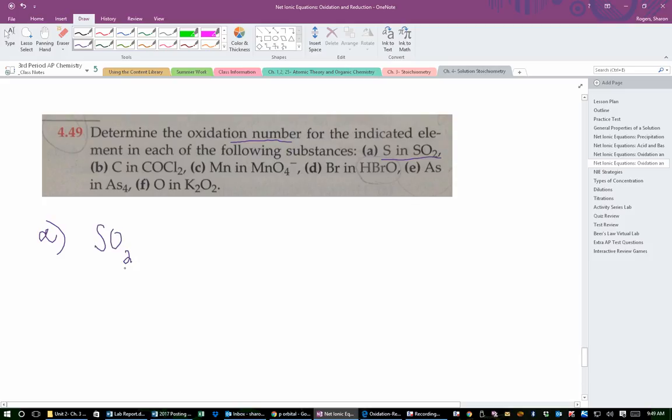What's the overall oxidation number for this compound? It's a neutral compound, so 0. If it were an ion, then it would have a charge up here, but it doesn't, so it's a neutral compound. Now I told you 99% of the time oxygen has what charge? -2. So therefore, sulfur must have a +4. So that's kind of how I work those out.